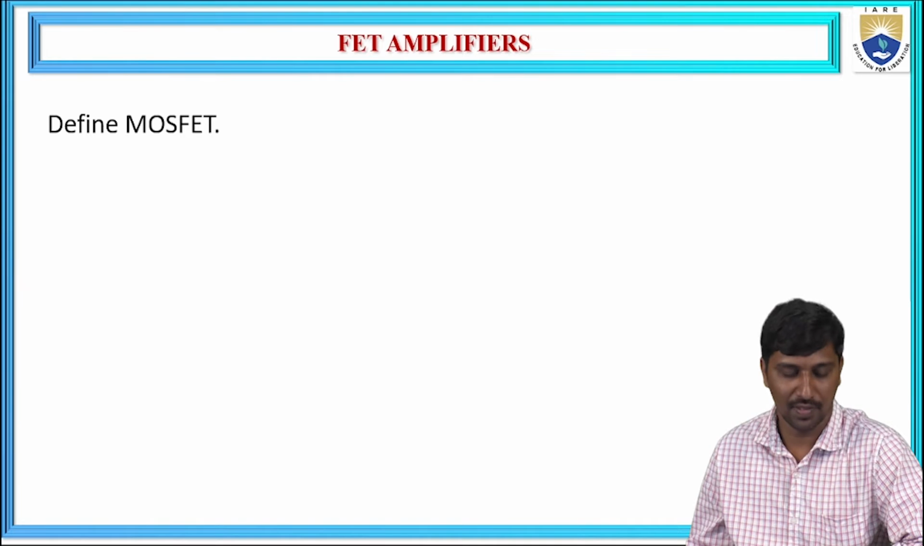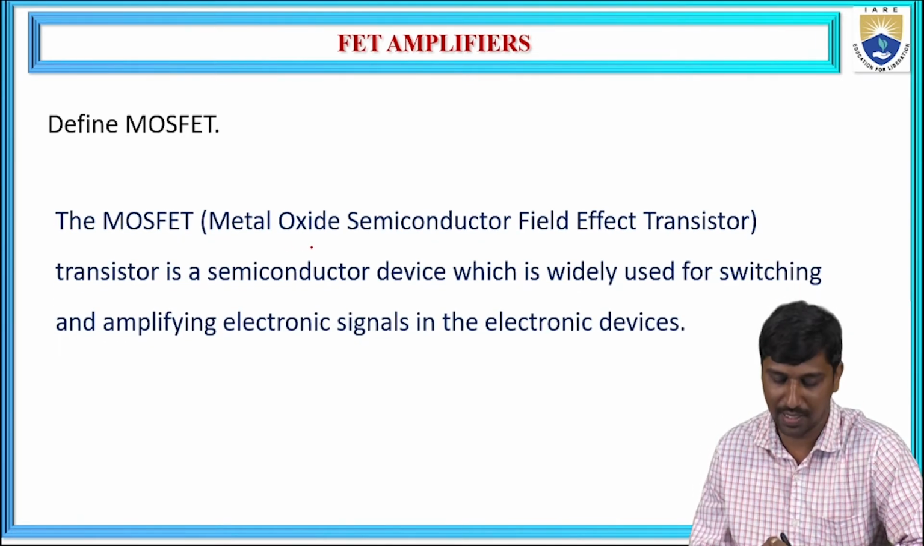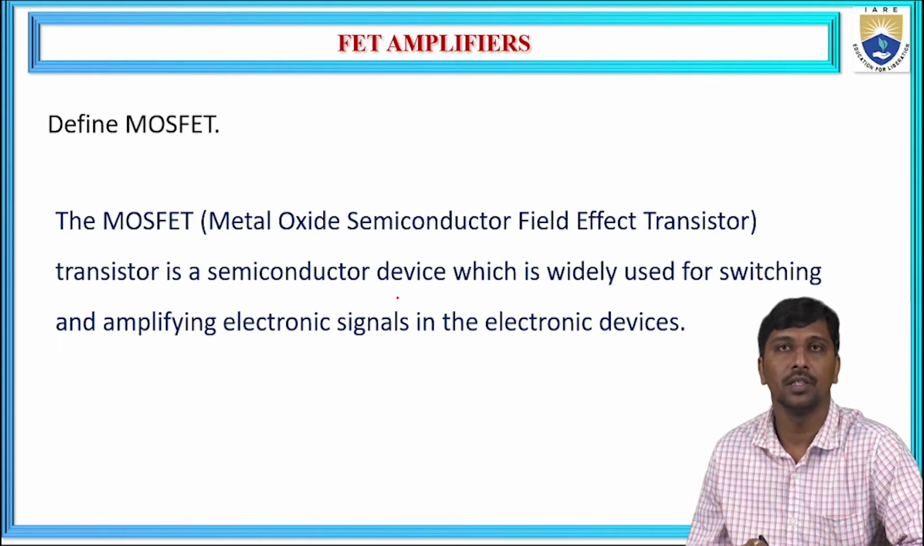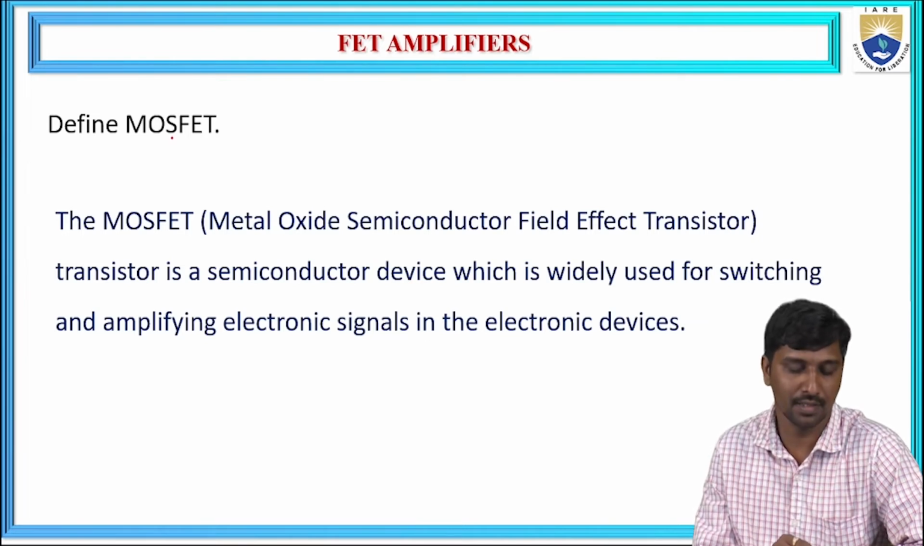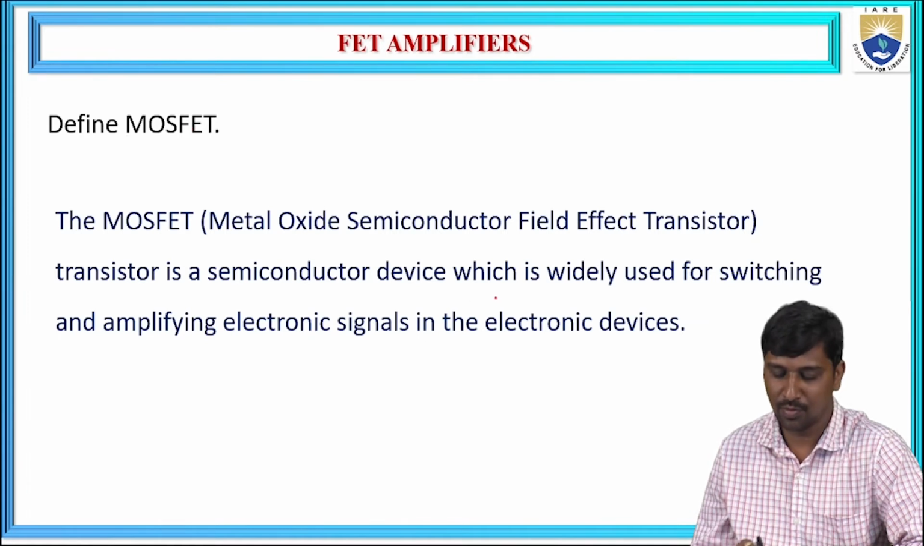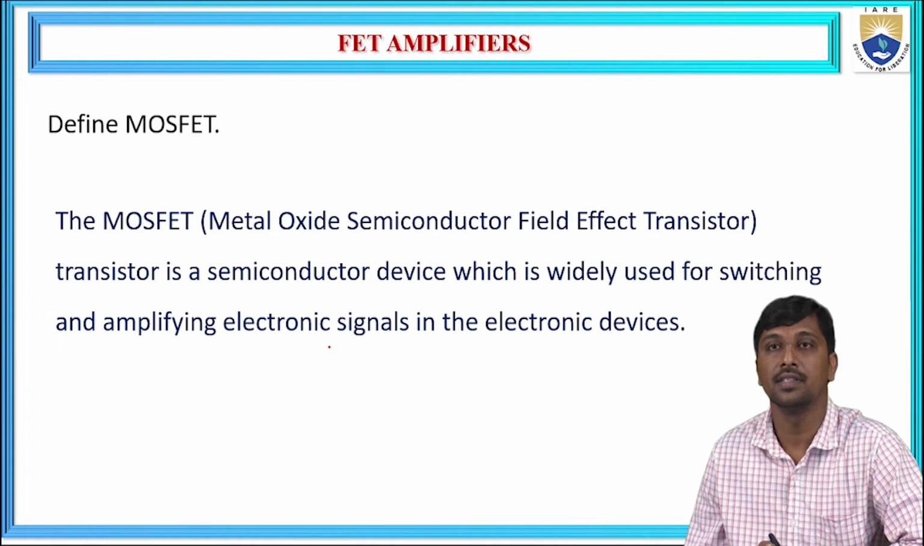Now define MOSFET. The MOSFET is the metal oxide semiconductor field effect transistor. To fabricate this, we need to use metal, an insulator and semiconductor, and it is mostly used for switching and amplifying electronic signals in electronic devices.